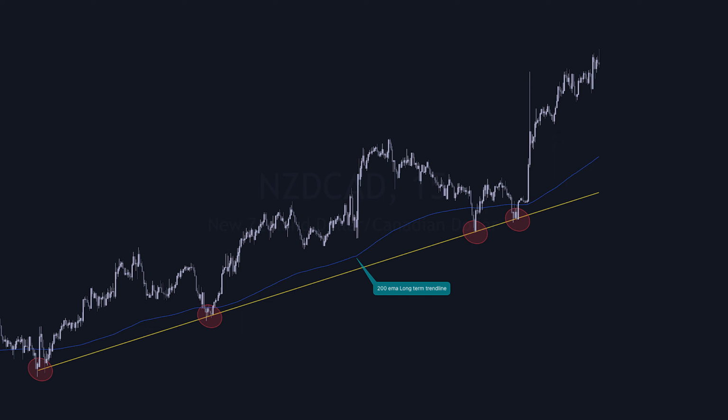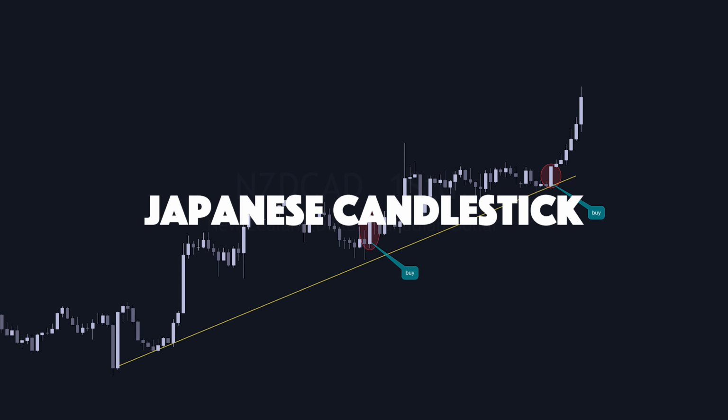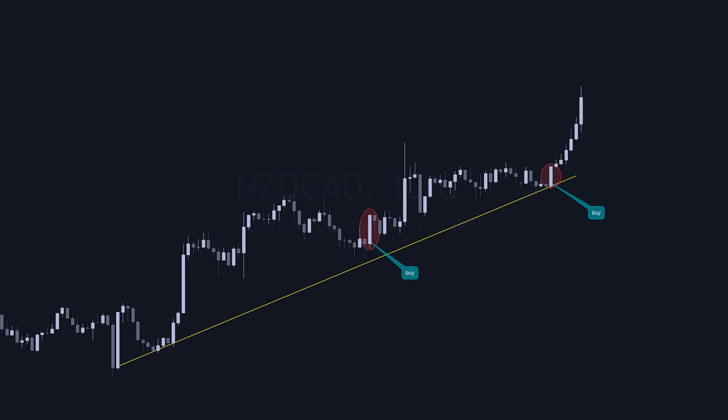Now the last one, and one of the most used confluences, is trend lines with Japanese candlestick patterns, guys. So now you can see here that trend line bounces are supported by bullish engulfing candles. You can see here the price comes down, tests this trend line and shoots up, gives us an engulfing candle right here. Now you can see right here the market shoots down to my trend line and it gives us a Japanese candlestick pattern, which is engulfing.